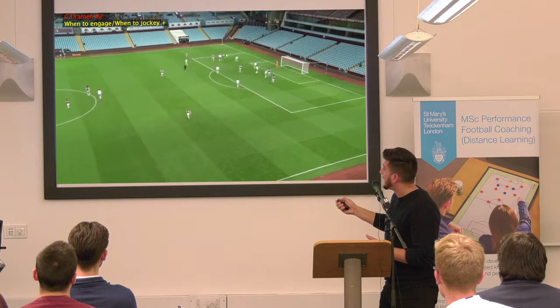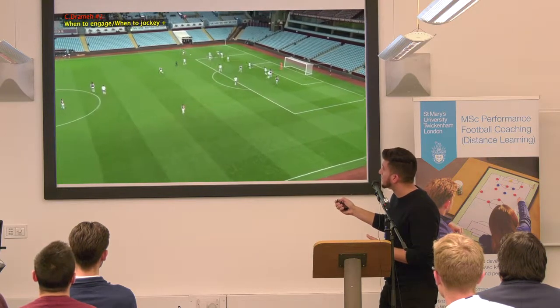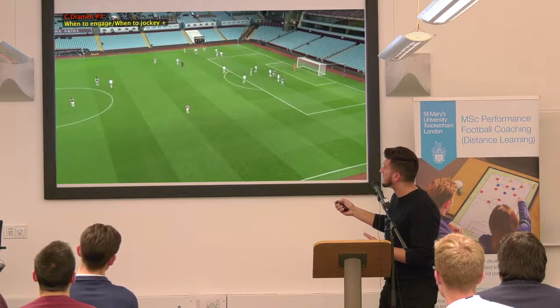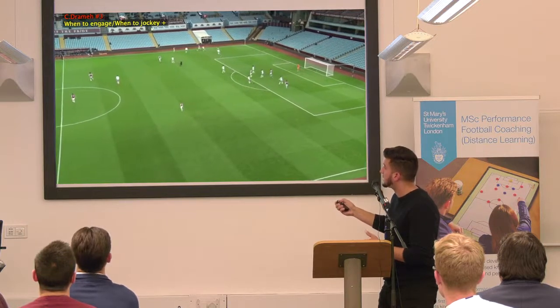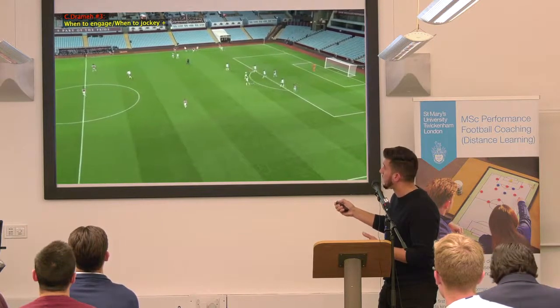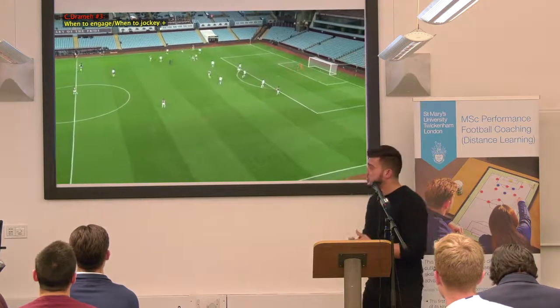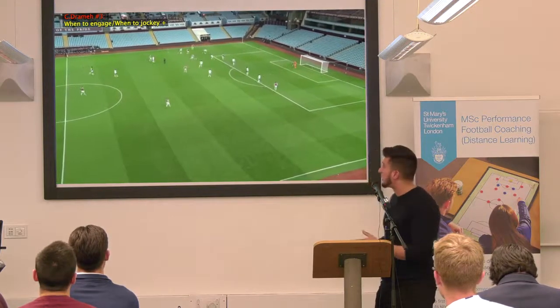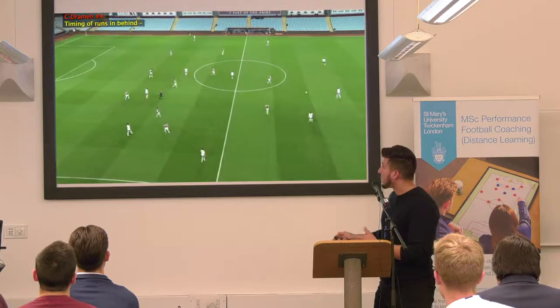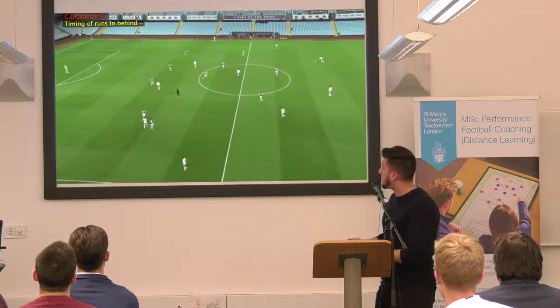Same here again. He's not actually tackling, he's just forcing them backwards. So he's making the right decision of when to tackle, when to engage and when to jockey. And he's forcing them backwards, the player's not allowed to turn. So it's just an example of how specific the codes can be, more so than Opta or Instat.